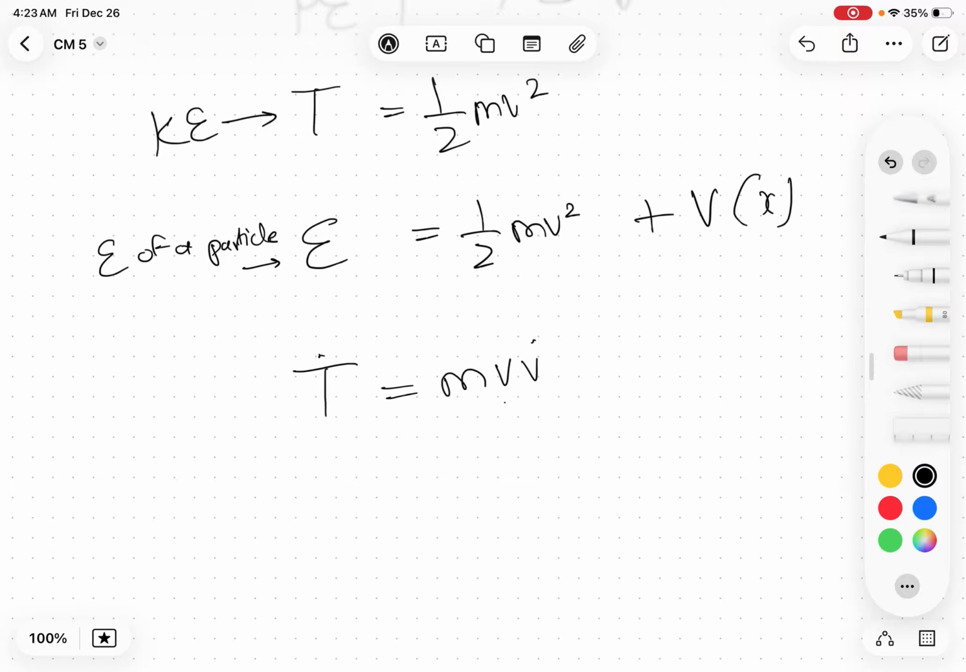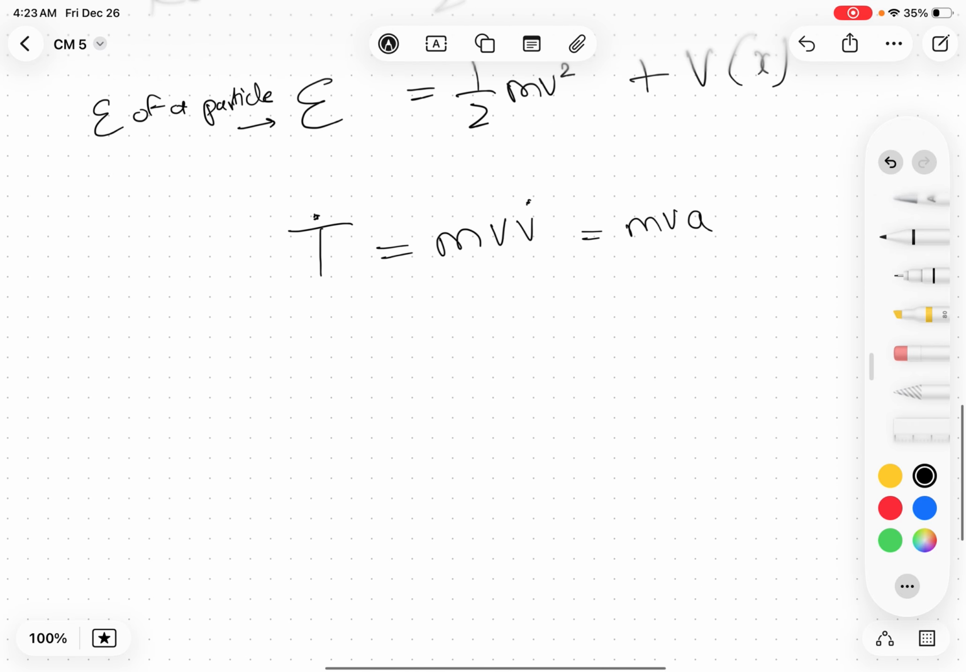The units of the rate of change of energy are force times velocity. So it can also be written as m v a. And this dot, as I've said multiple times, denotes the rate of change. Now, reduction of time, we can calculate the rate of change of potential energy as well. Let's do that: dV by dt.